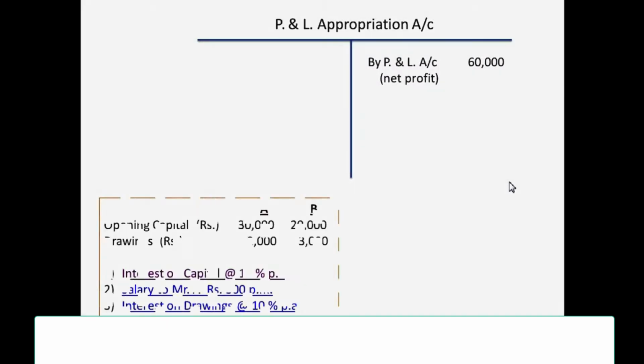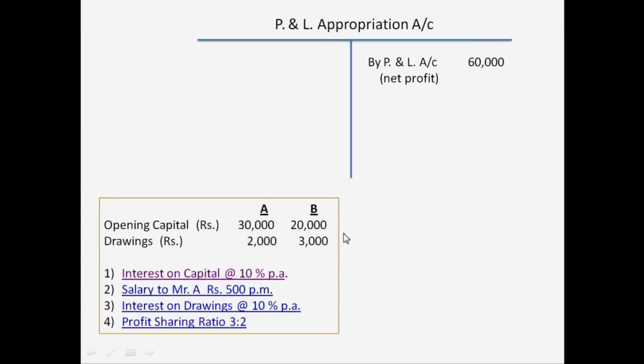And now we need to apportion this 60,000 among the partners. And let's take one example. Suppose there are two partners, A and B. Their opening capitals are 30,000, 20,000 respectively. Their drawings are 2,000, 3,000 respectively. And these are the provisions given in the partnership deed. And according to these provisions, we will apportion this 60,000 between A and B.